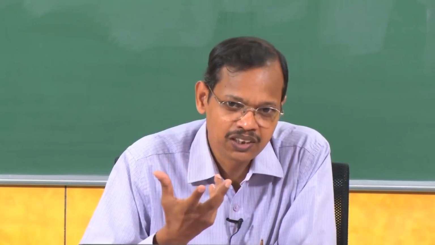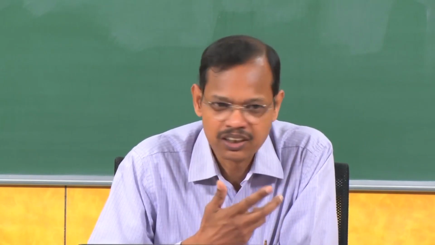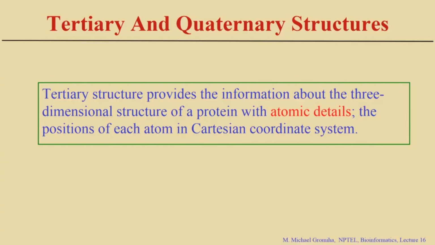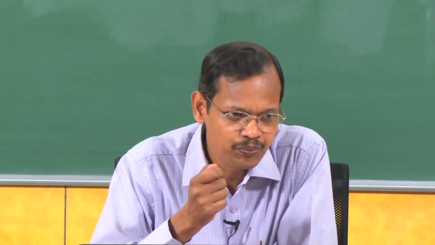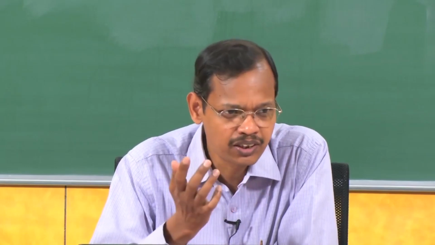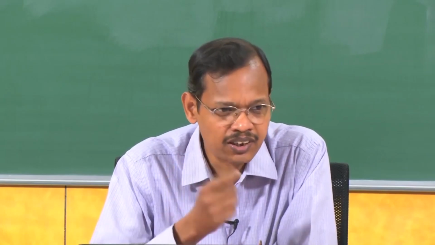So, in this class we discuss 3D structures. What do you think about the 3D structures? Which information can we obtain from protein 3D structures? The orientation, and especially the coordinates. The tertiary structure or 3D structure provides information about the 3-dimensional structure of a protein, with atomic details. It can give you the exact location of each atom in a specific residue of a protein, the x, y, z coordinates in the Cartesian coordinate system.